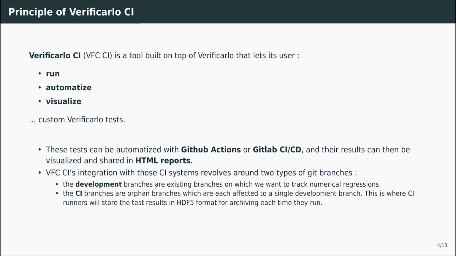And so the way it's integrated in Git is around the idea of using two separate branches. The first one, which we call the development branch, is the branch that you are working on with your code and that you want to track accuracy on. And the second branch, which we're going to call the CI branch, is an orphan branch that will only be used for archiving test results for one particular branch.